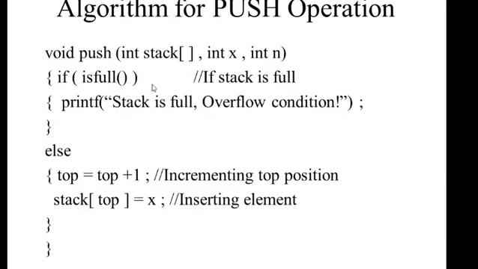Okay class, so here is the code, or you can see the C function for implementing this push operation. Here we are using the name push for this function. This function will not return any kind of value, so I have used the void type. We are passing three arguments here.